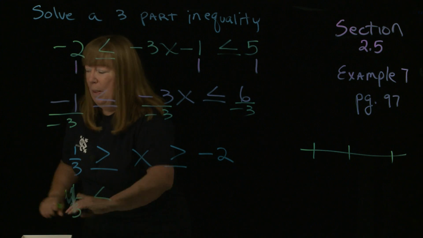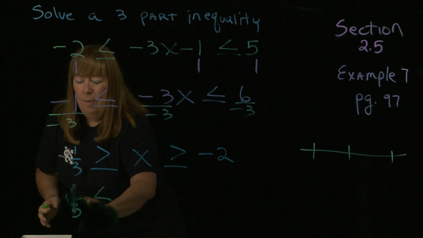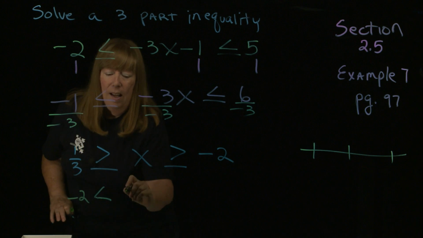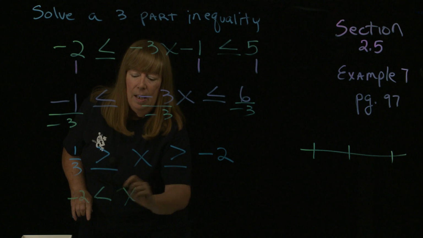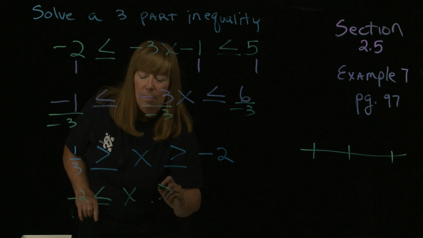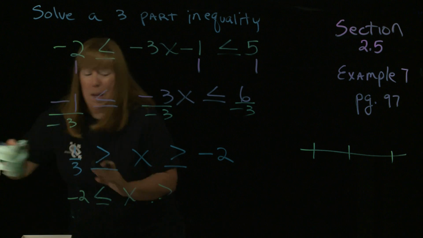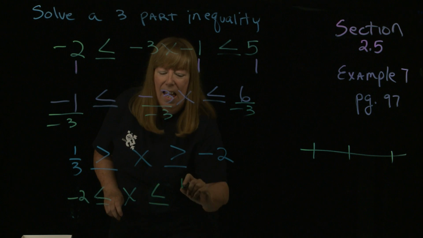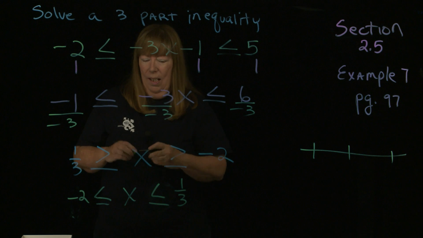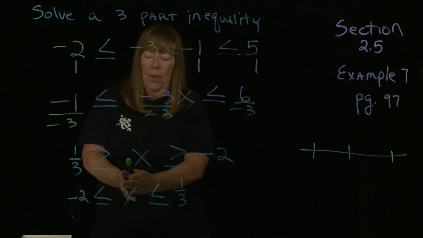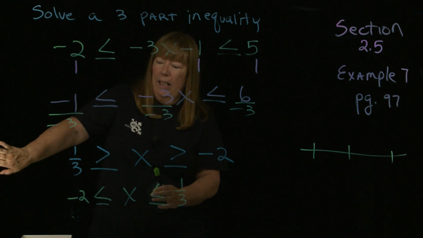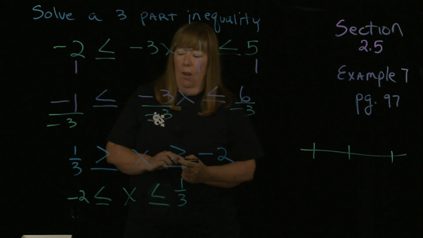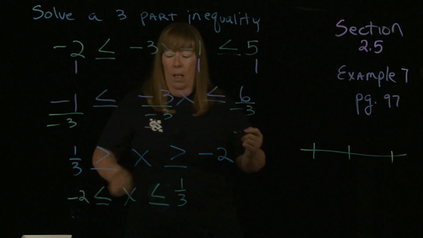And the reason we're flipping them is so that we can put the -2 on this side. Flip as in flip. Let's try that again. Okay. And 1/3. Okay. So now it makes sense, right? If you were to picture this on a number line, -2 should be to the left of 1/3. All right. So we're ready to graph it.